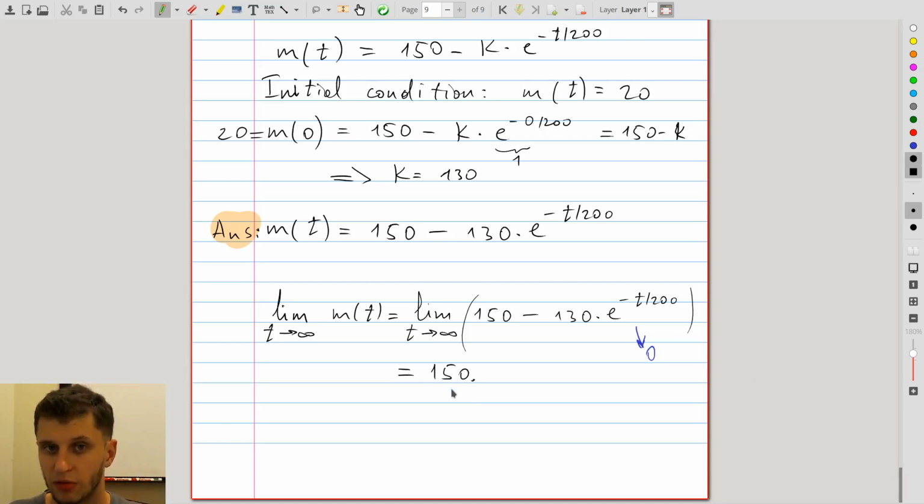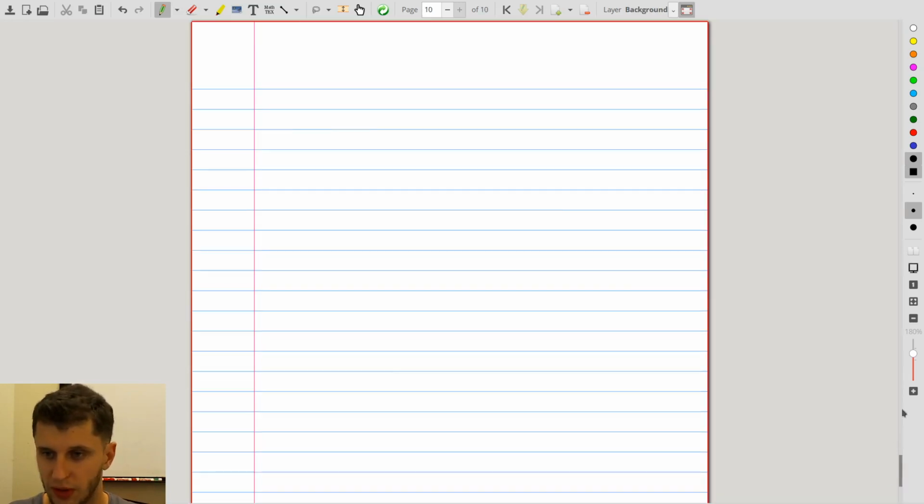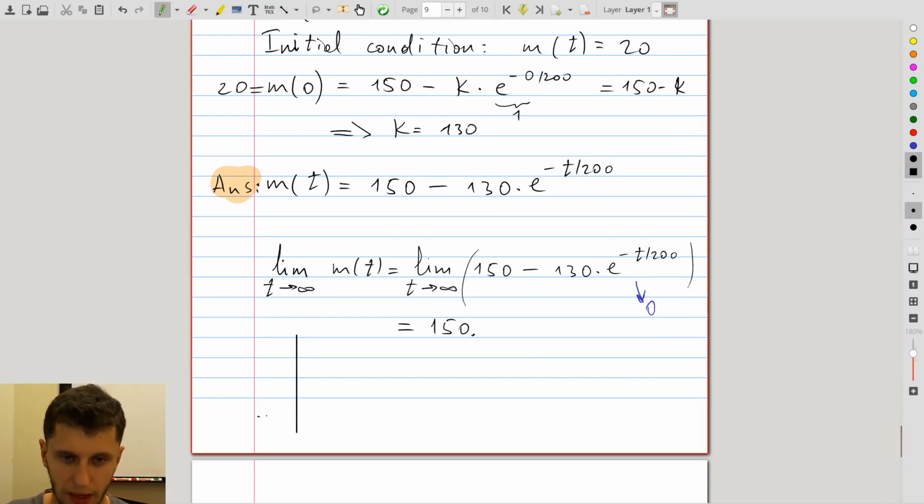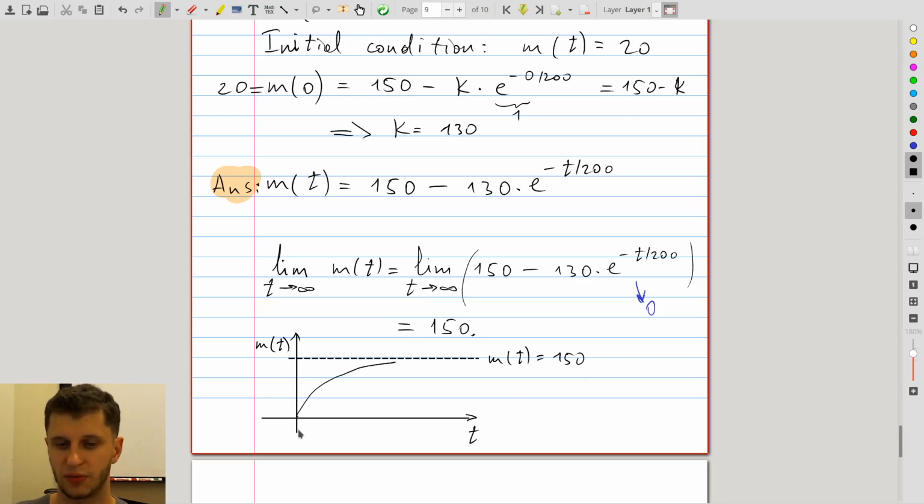Now, this also makes sense. Well, first of all, a picture for it would be that we have a horizontal asymptote at 150. So our picture will look somewhat like this again. So if this is m of t, and this is the time axis, then this is m of t equals 150, and this is going to be the horizontal asymptote of our tank. And so over time, m of t approaches this value.